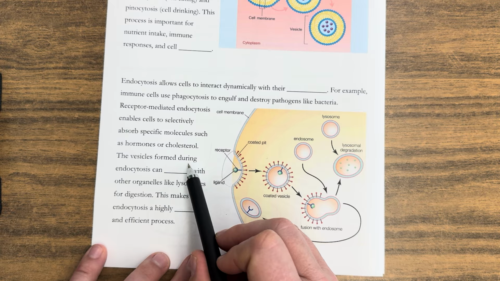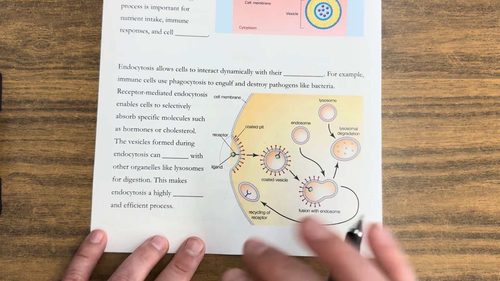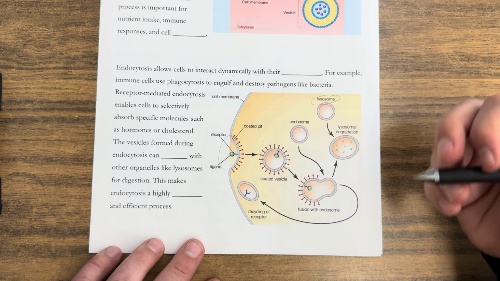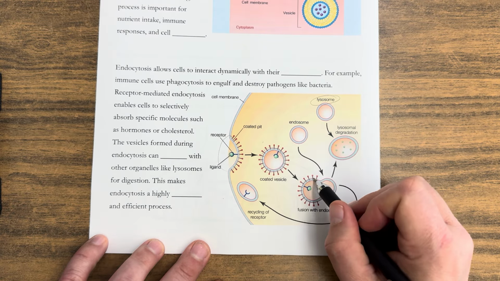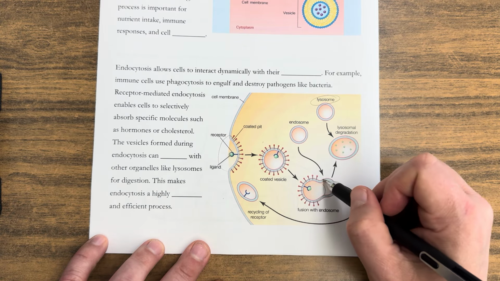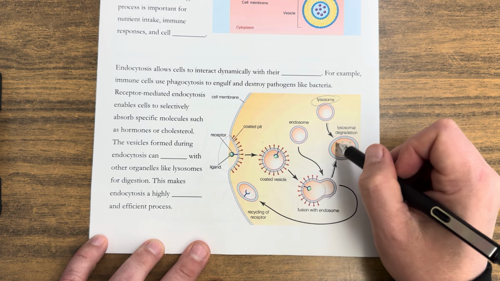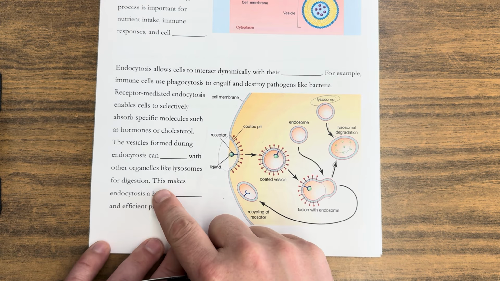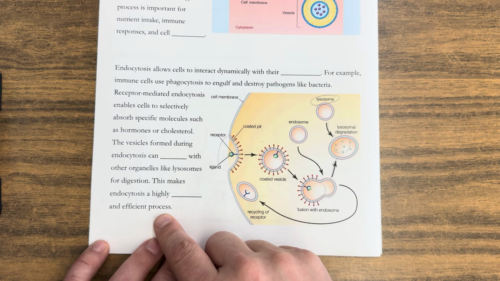The vesicles formed during endocytosis can fuse with other organelles like lysosomes for digestion. Well, here's a lysosome, and it's used to break down things in the cell. So you're recycling, right? This vesicle is going to merge eventually with a lysosome here and here to break down whatever material this stuff was. That's just one example of what could be going on. This makes endocytosis a highly controlled and efficient process.